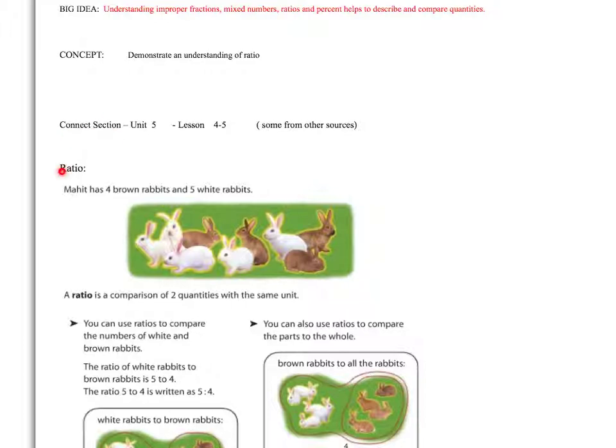So let's begin with what ratio is. Ratio is a comparison of two quantities with the same unit. So you are comparing one rabbit to one rabbit, but in this case you're comparing brown rabbits to white rabbits. There are 4 brown rabbits to 5 white rabbits. We would write a ratio in this way: 4 colon 5, or 4 to 5.